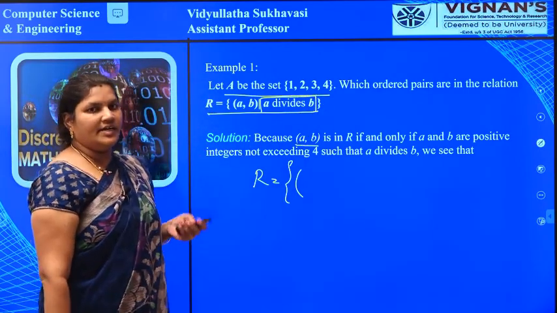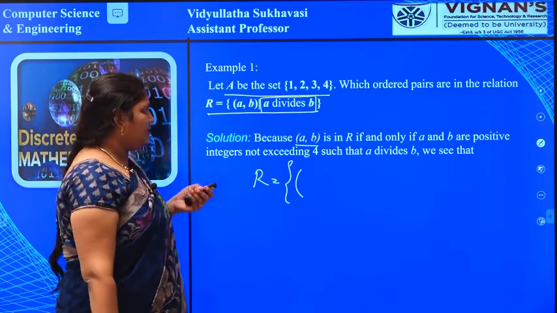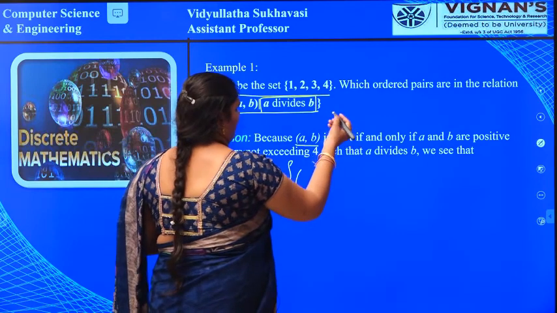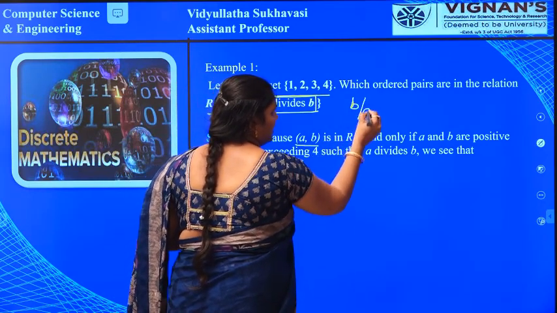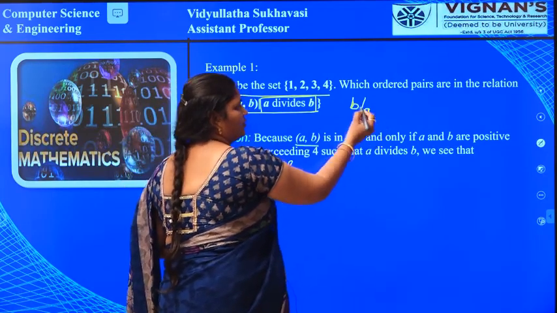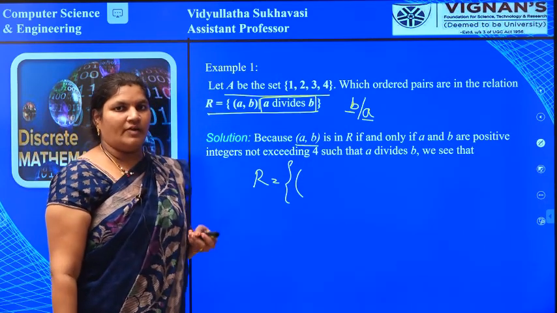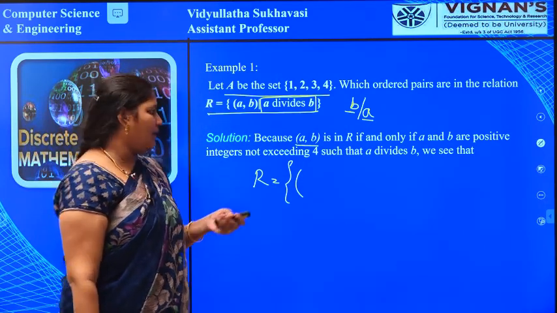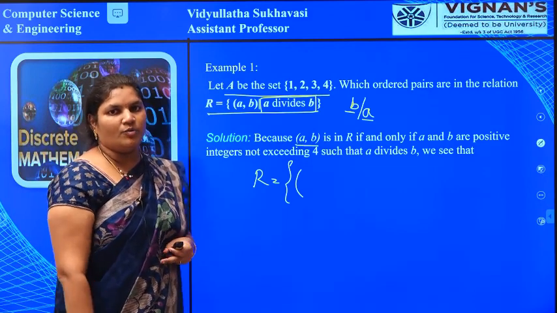A divides B means the condition we are going to check is B by A. That means the element A is going to divide the element B. Only those ordered pairs will be considered in the relation R, and the other ordered pairs we are not going to consider.